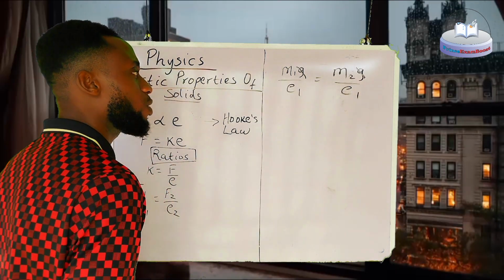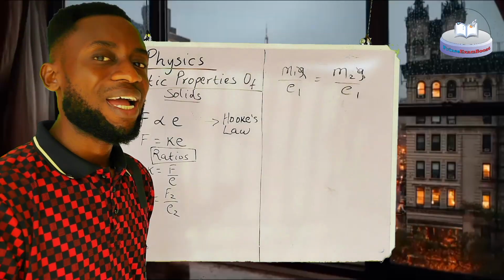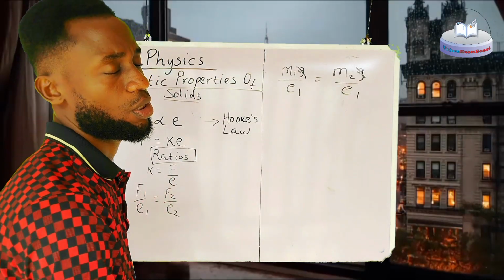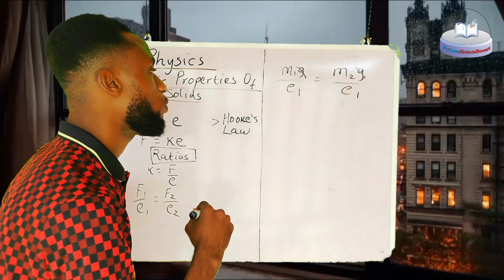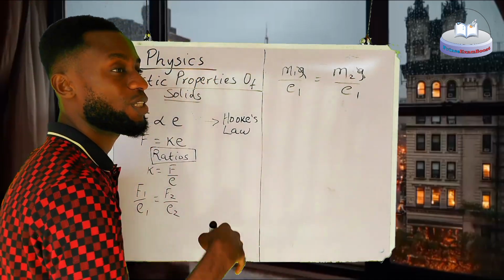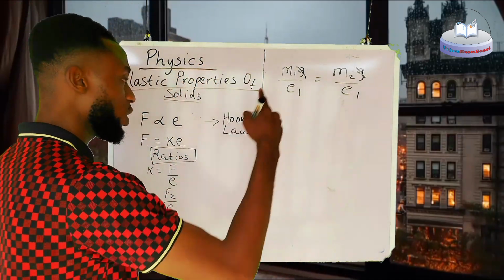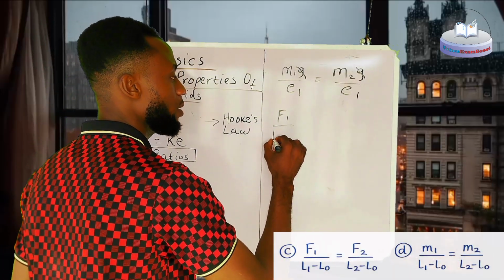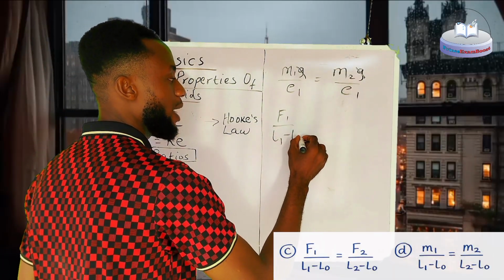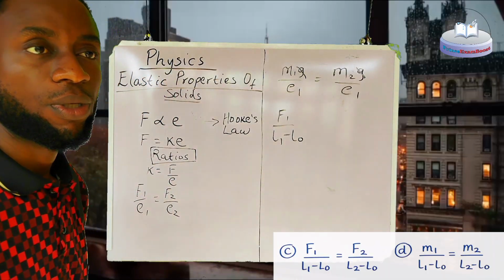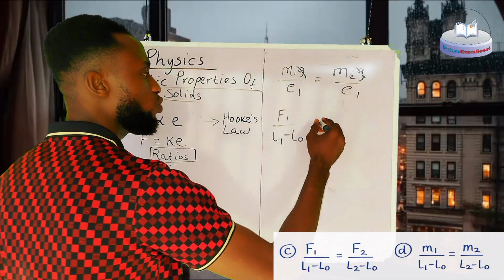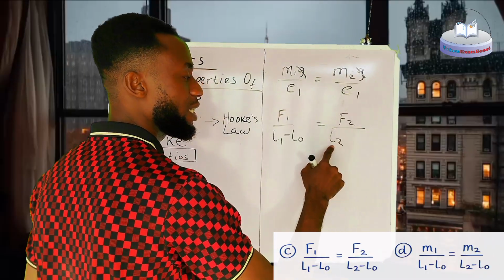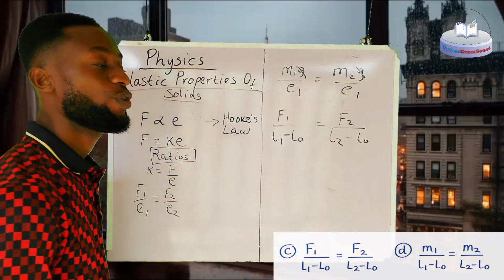Besides this, there are questions when you will be given the initial length of the spring, and then when you apply a force, it stretches to a certain length. So when you're looking for the unstretched length or original length, we tweak these two formulas to look like this: F1 over the first extension, which is the first length minus the original, because that's how we get extension, will be equal to the second force over the final length minus the original.